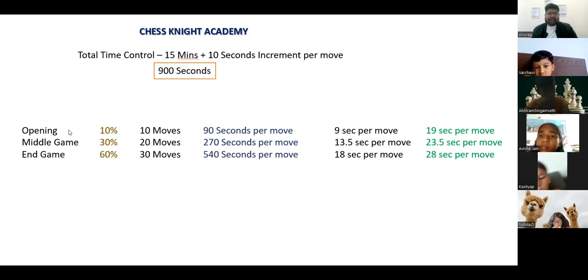That means the game you can divide into 3 parts: opening, middle game, and end game. I'm telling you this very fast. After 2 minutes I'm going to tell you again in more detail. If you get confused, don't worry about it. I'm going to explain it to you again.